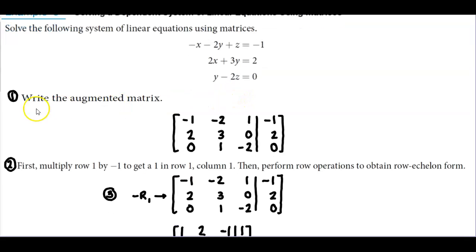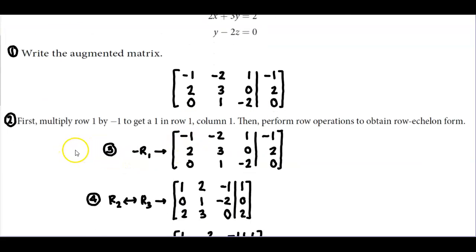So the first thing I want to do is write the augmented matrix. The first column is the coefficients of the x terms, which is negative 1, 2, and 0. The second column are the coefficients of the y terms, which is negative 2, 3, 1. And the third column represents the coefficients of the z terms, which is 1, 0, negative 2. Then we have our line for the equal sign, and then the constants, which is negative 1, 2, and 0.